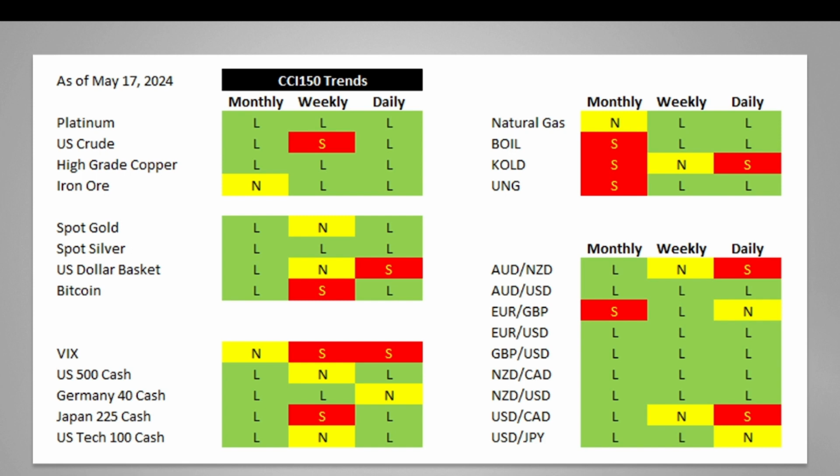weekly and daily timeframes. And you can see here, based on the monthly, they're all bullish for us, gold, silver and the US dollar and Bitcoin. On the weekly, there's a bit of a mixed bag, and on the daily, predominantly bullish, with the exception of the US dollar, it's bearish.